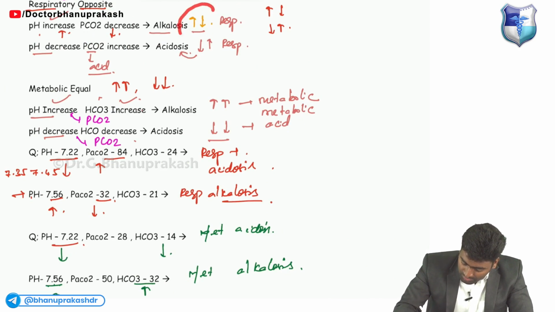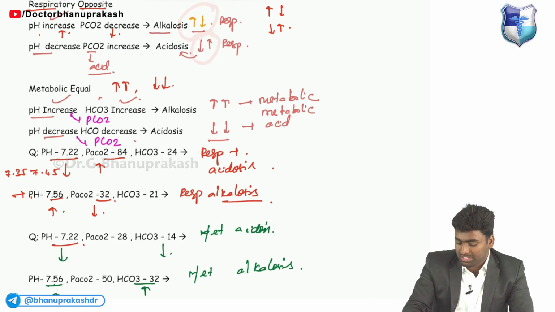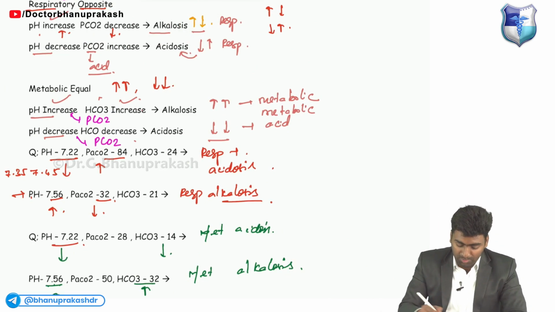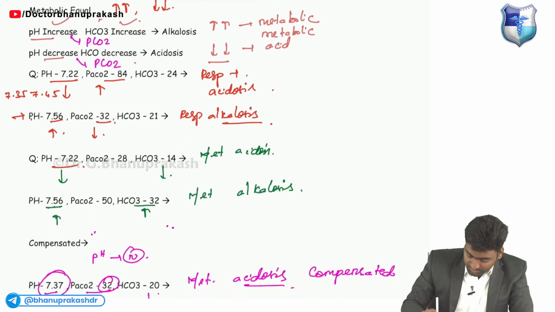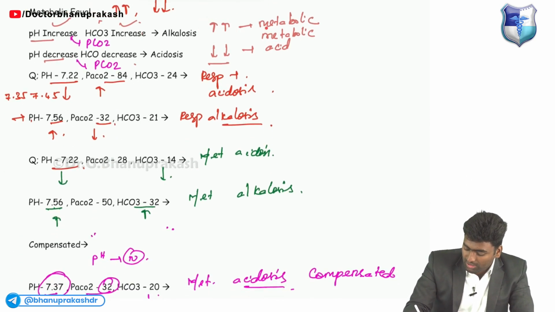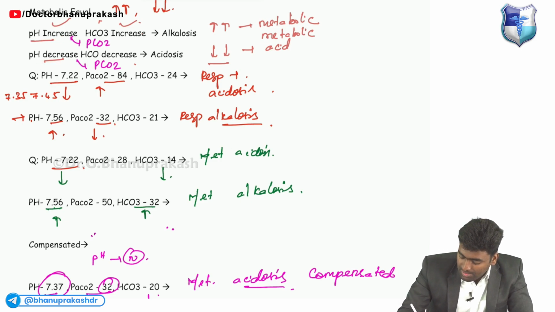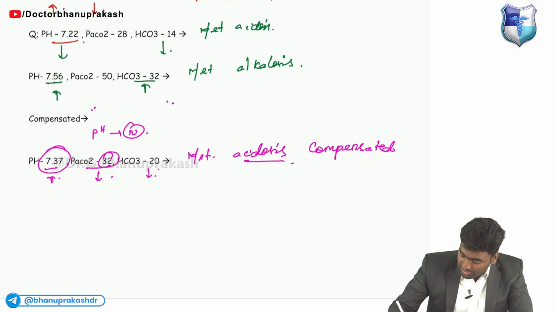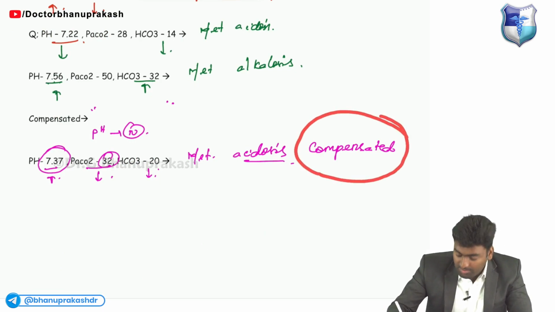So the final note: if they are on different sides, then you call it respiratory. Once you call it respiratory, you need to see the pH. If pH is more, it is alkalosis. If pH is less, it is acidosis. If both of them are on the same side, then it is metabolic. If pH is more, you call it metabolic alkalosis. If the pH is less, we'll call it metabolic acidosis. If the pH is normal, then you'll call it compensated.